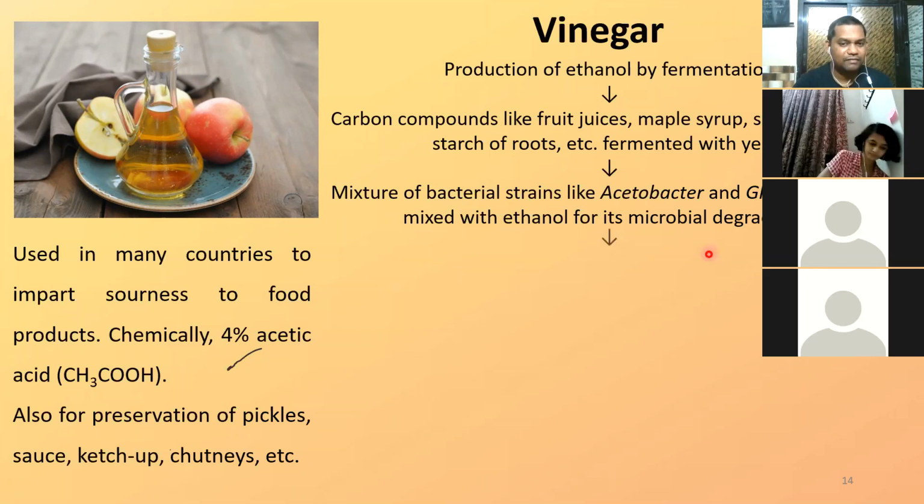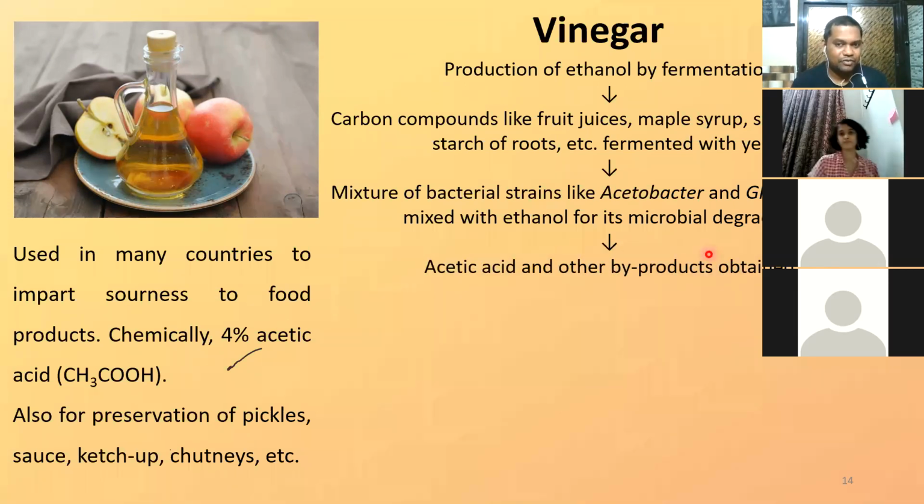Because degraded fermented products also give their characteristic taste. So when ethanol is further degraded because of these microbes, you get a compound called acetic acid. That is your vinegar. Got it? Because ultimately, what is vinegar chemically? It is acetic acid. So what do we need to do to get it? It starts from carbon compounds like starch and other fruit juices or sugars, which are treated with yeast. When you treat it with yeast, you first get ethanol or ethyl alcohol. That ethanol is mixed with these bacterial strains, Acetobacter as well as Glucanobacter. So further degradation takes place.